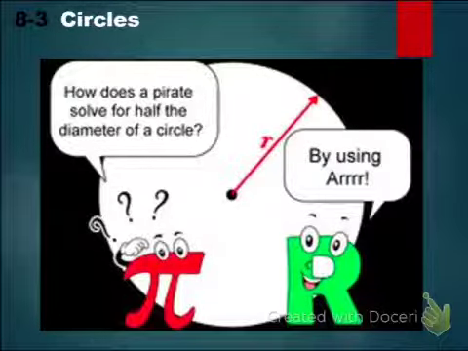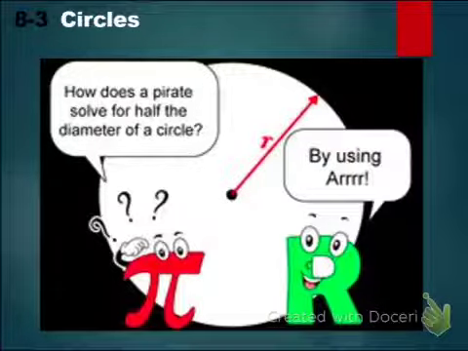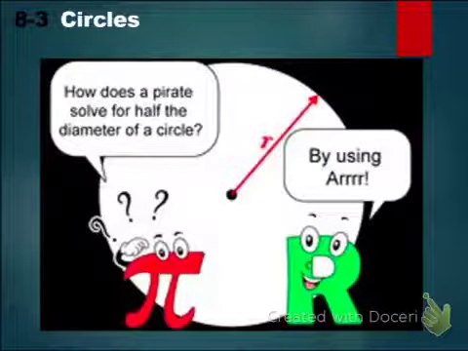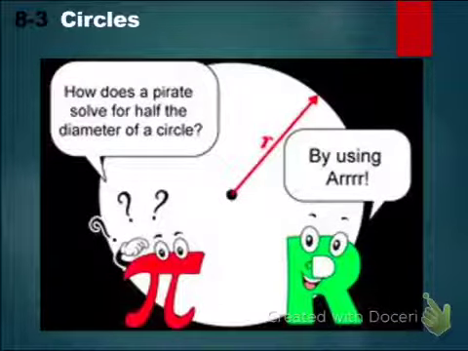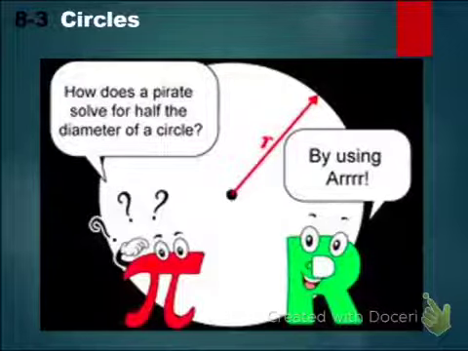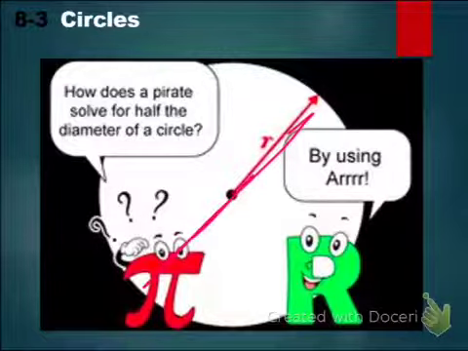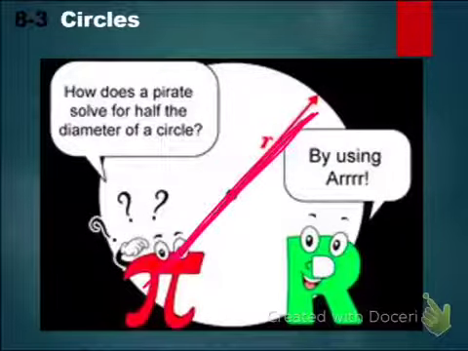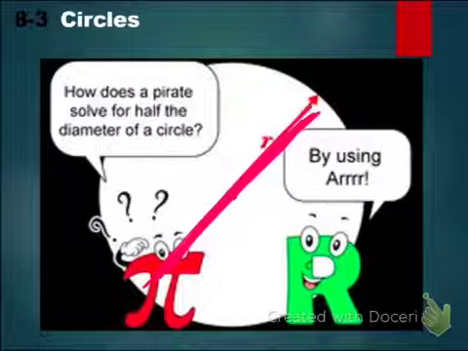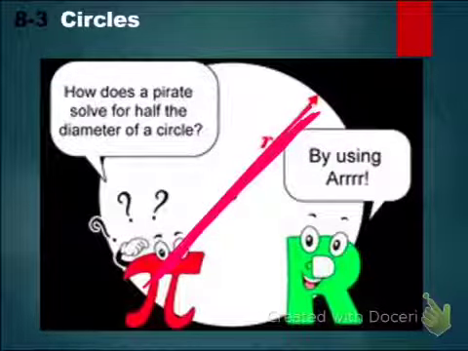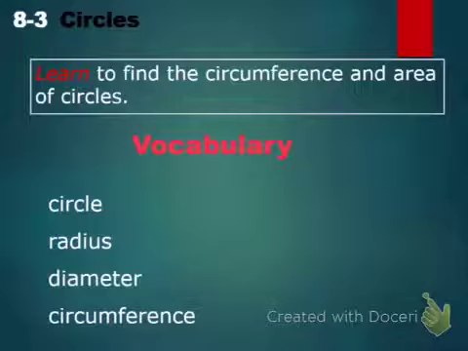First off, we have a joke here. It says, how does a pirate solve for half the diameter of a circle? And if you have any circle knowledge, you'll know that a diameter is the distance that's all the way across the circle. So the way that we find half of that is by using R, and R represents the radius.